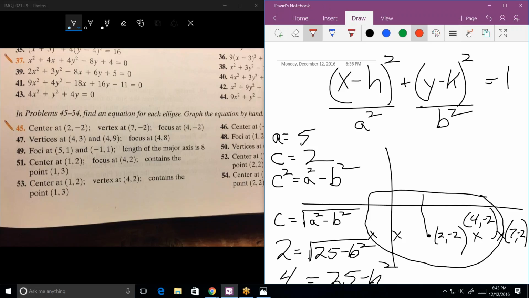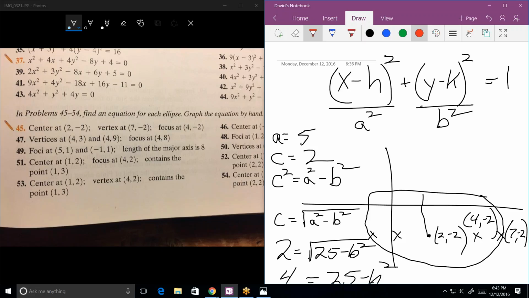Well, the origin is H, K, or the center, not the origin, the center. Yeah, that's the center. The origin actually always refers to the point 0, 0. Yeah. Okay, go ahead.